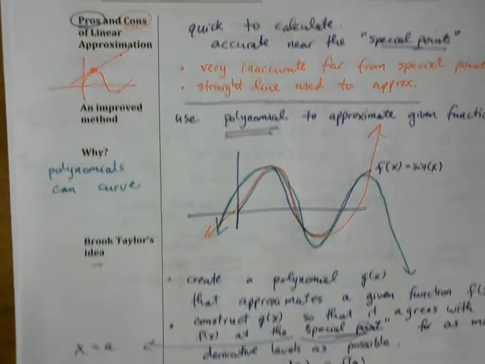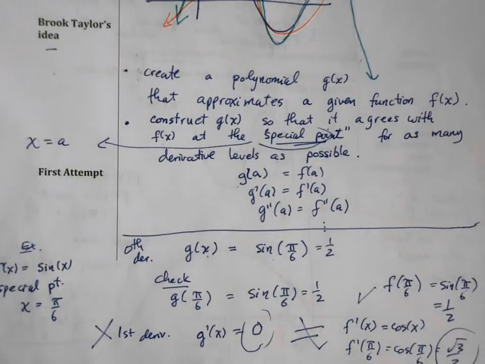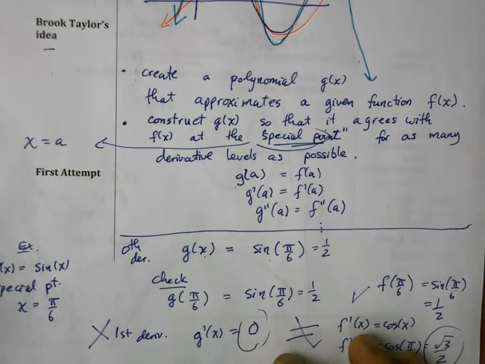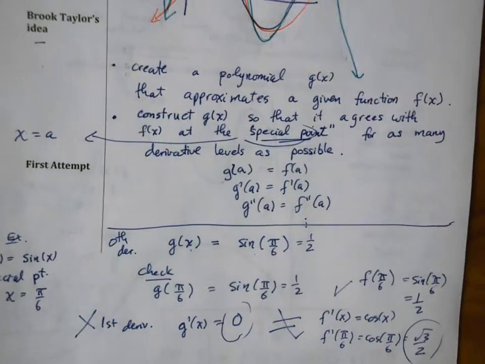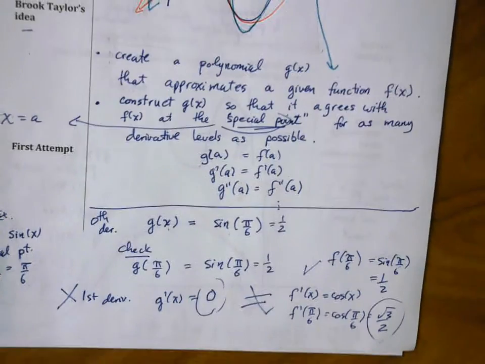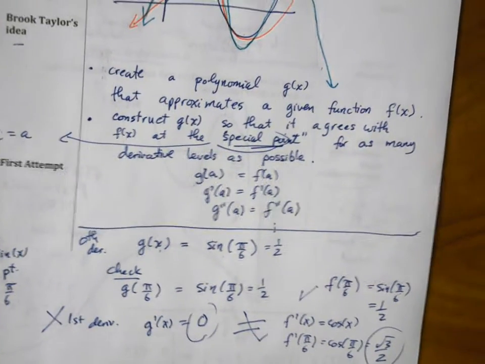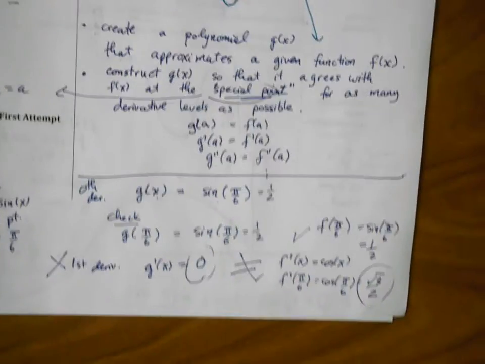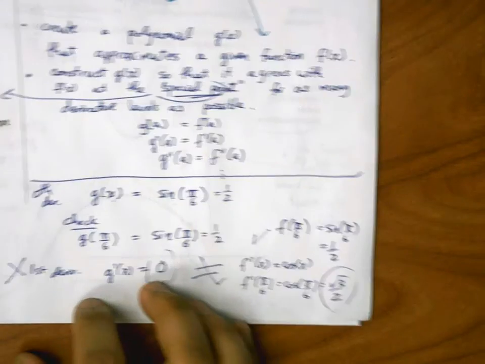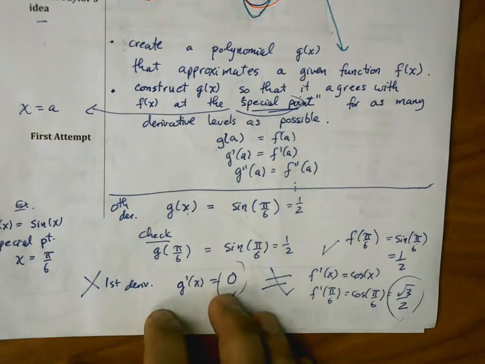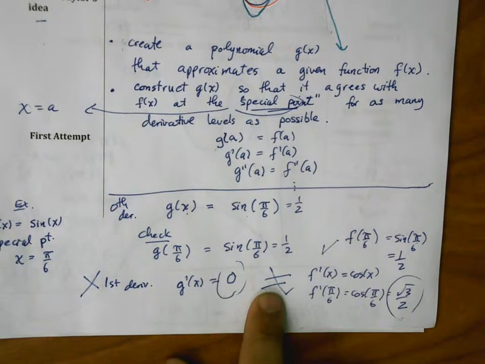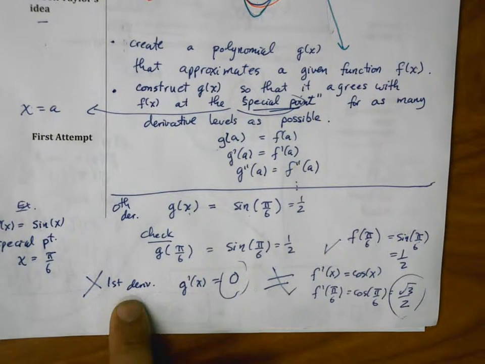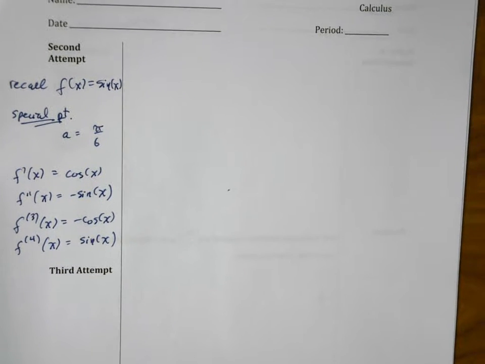In the last video we talked about our first attempt at finding a Taylor polynomial to estimate sine of x using pi over 6 as our special point. It worked great for a while until we tried to take the first derivative. So let's improve on that method and try our second attempt.